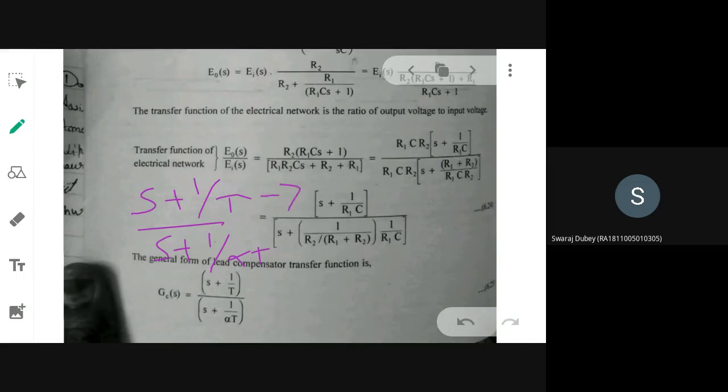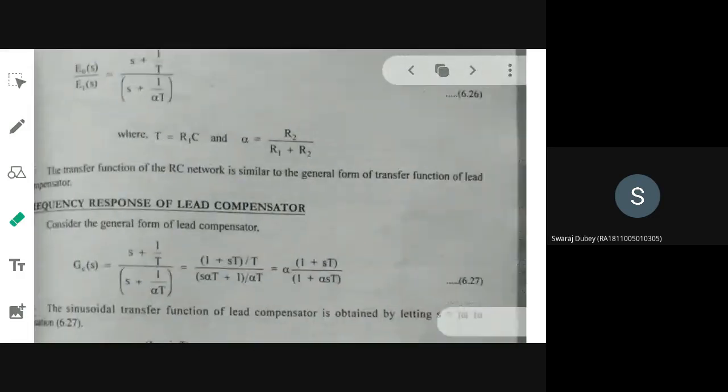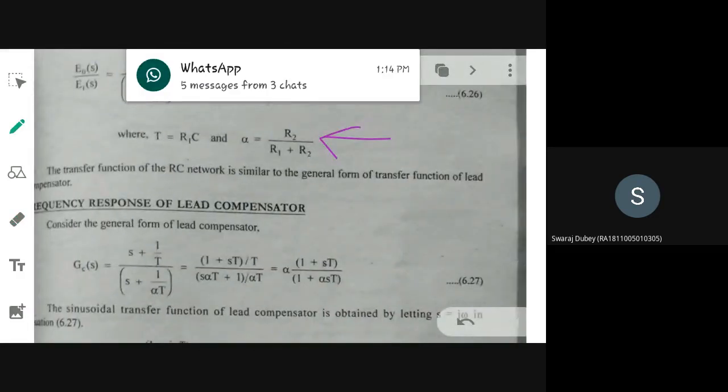If you are comparing terms, T will be equivalent to what? T will be equivalent to R1C. Okay, and similarly alpha will be equivalent to R2 by R1 plus R2. So it clearly proves that this circuit can be made to act like what compensator now? Lead compensator. Okay, lead compensator. So that is all about the electrical network realization of a lead compensator.